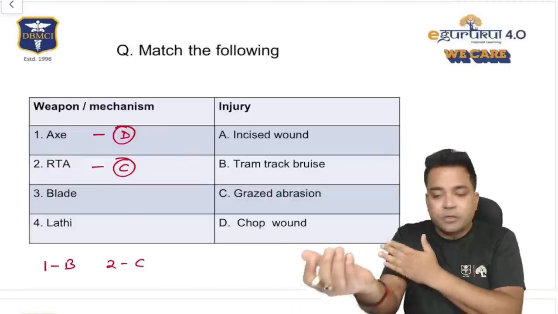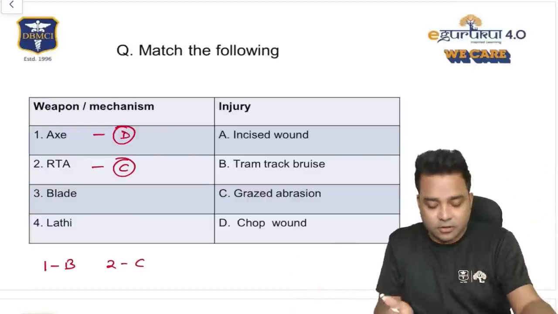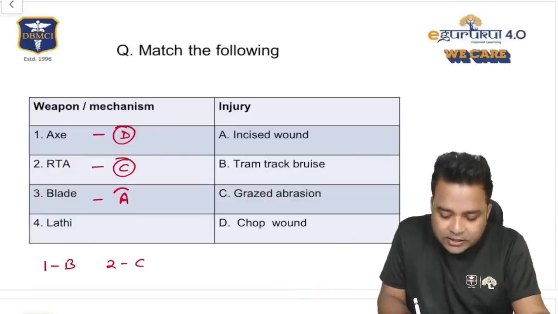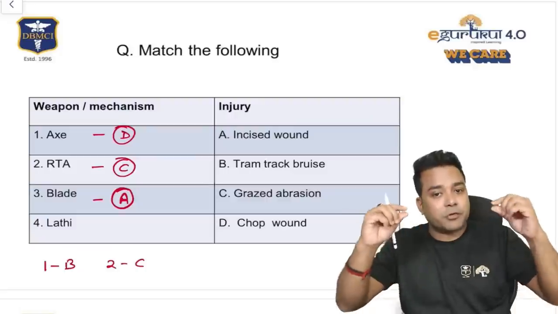And yes, any sharp edge weapon used over the body surface will lead to incised wounds. What do you mean by incised wound? Any wound which has clean cut margins and there are no tissue connections between the two edges.